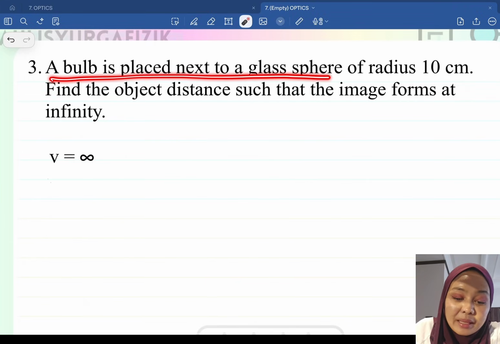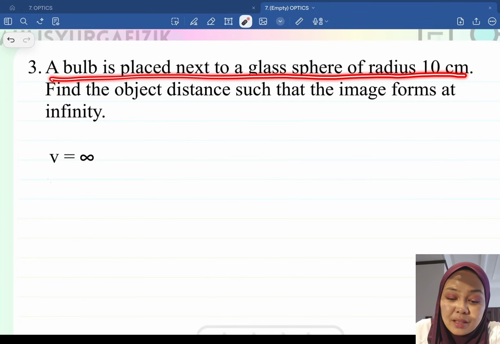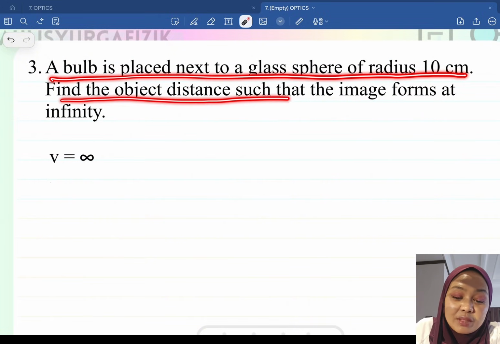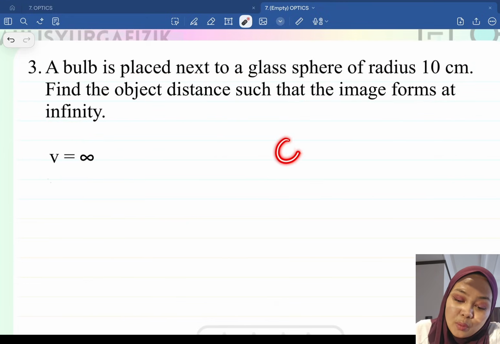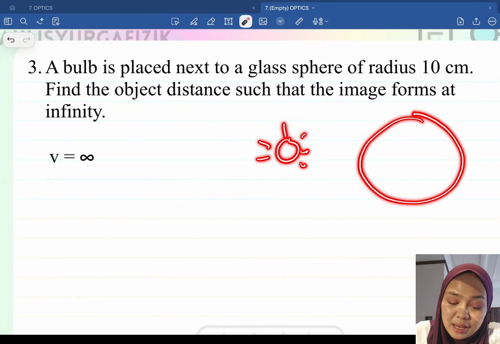Alright, let's go to question number 3. A bulb is placed next to a glass sphere of radius 10 centimeters, and we have to find the object distance such that the image is formed at infinity. So it means that the V is at infinity. We have here the bulb, and this is a glass sphere.